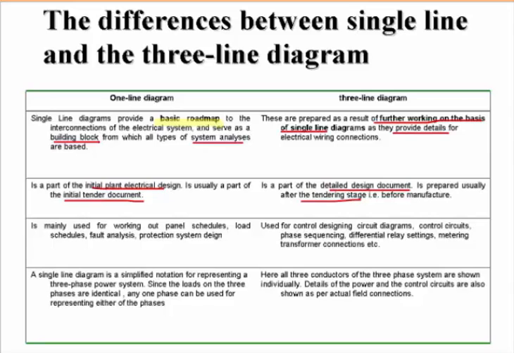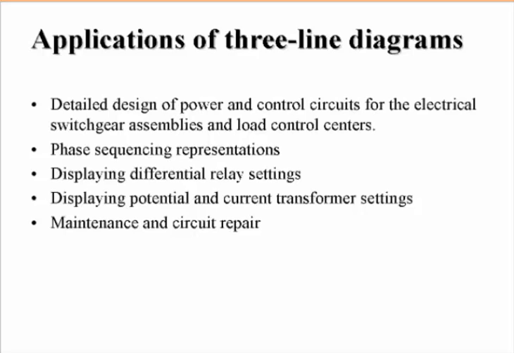Single line is then used for working out panel schedules, while the three line is used for control design, circuit diagrams, control circuits. It's for the more detail of that. A single line diagram is a simplified notation for representing a three-phase power system. And on your three line, all three conductors of your three-phase system are shown individually, and all the details of the power and the control circuits are also shown as the actual field connections. So that's the difference between single and three line diagrams.